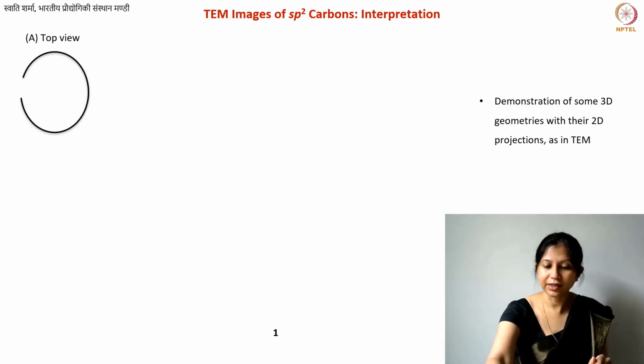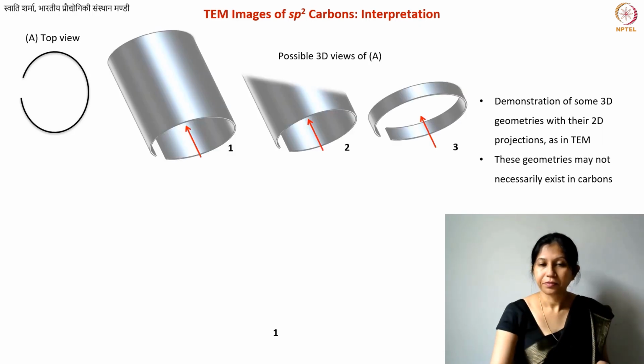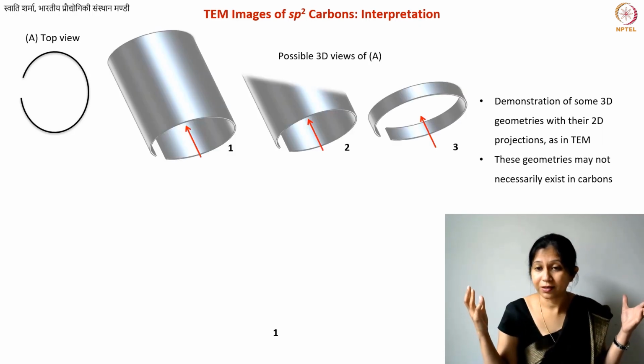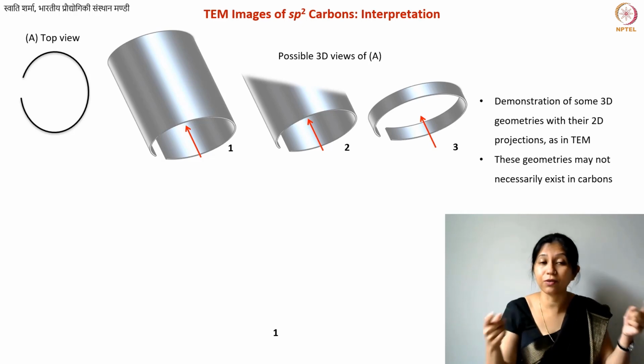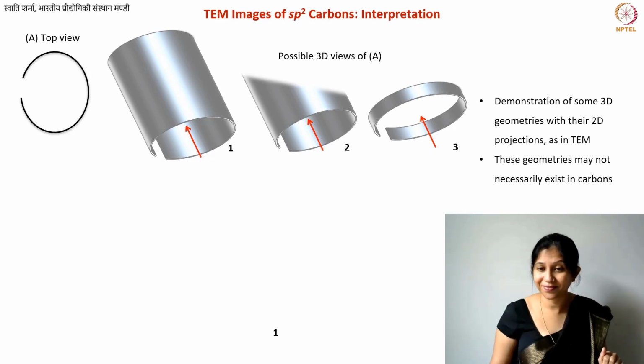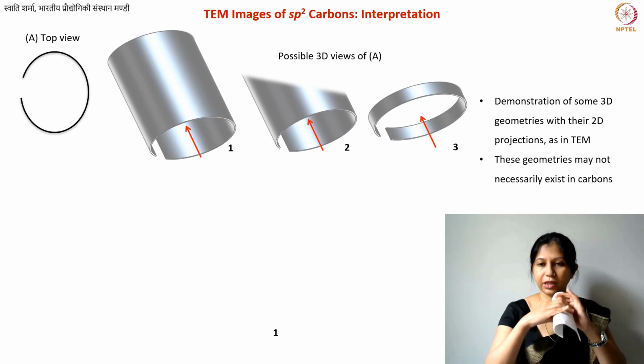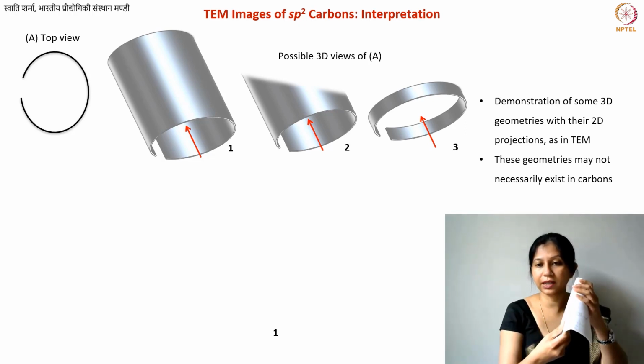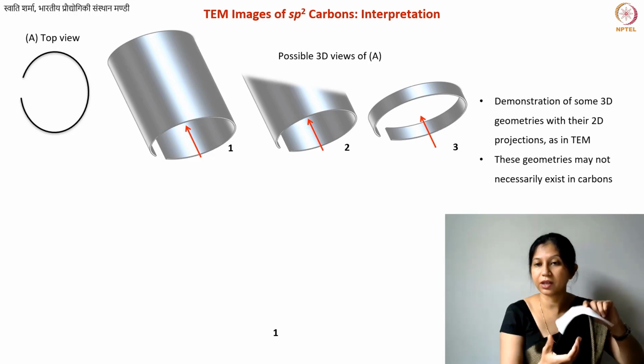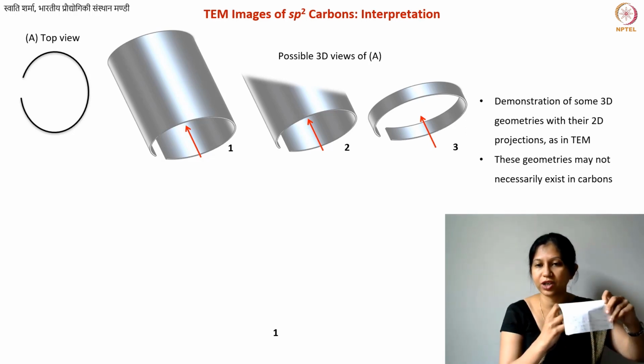Okay, so we can have various possible 3D shapes that will give you this 2D projection. The first one is more like a tube. Again, I did not draw a complete tube, but it is basically this. So this is your first one. The second one, as I said, could be some randomly rotated, randomly folded graphene sheet.